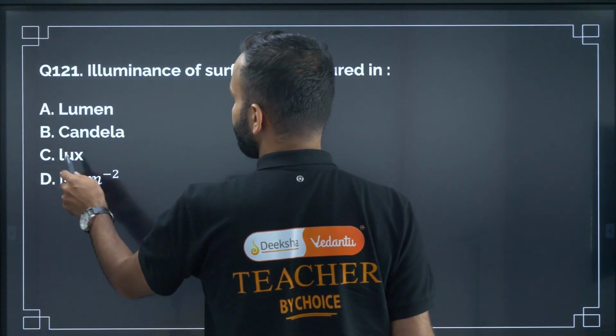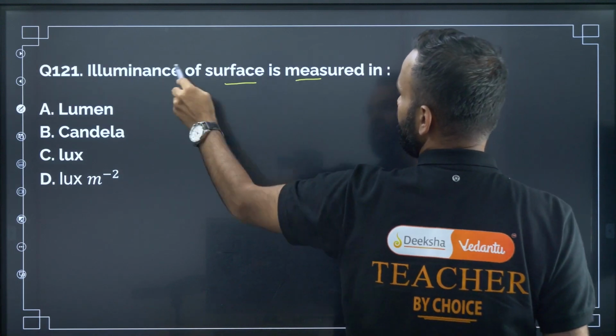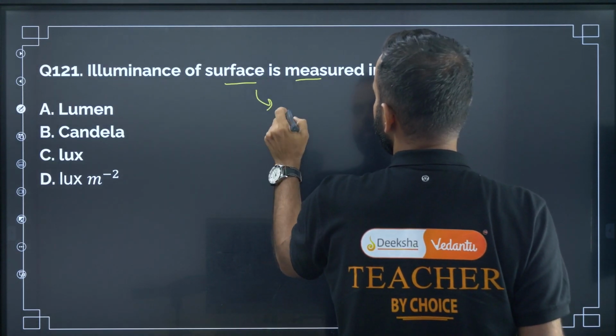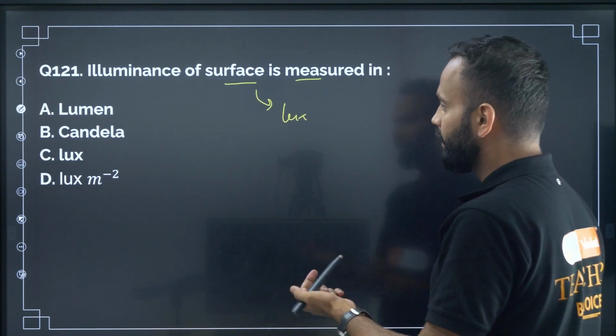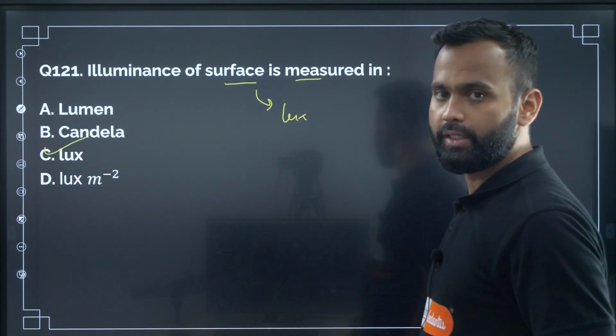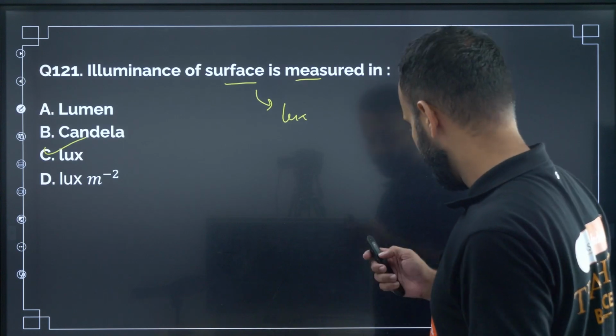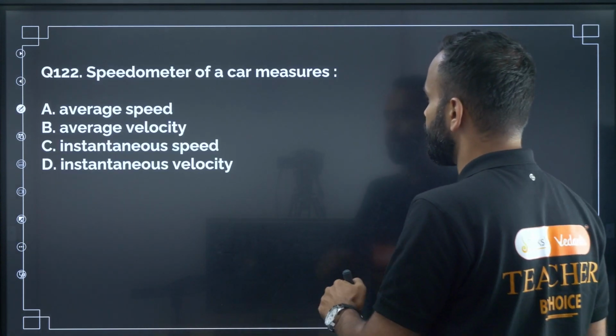Question number 121. Illuminance of surface is measured in lux. Okay, direct question, right? So option C is the correct answer. Okay, direct question from the first chapter, units and measurement.